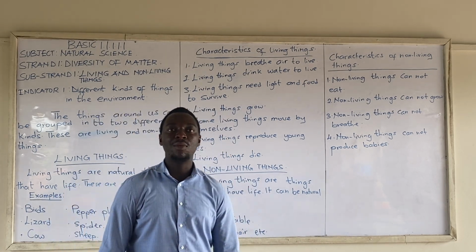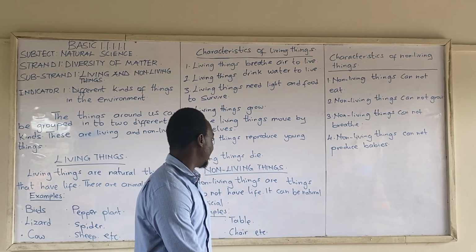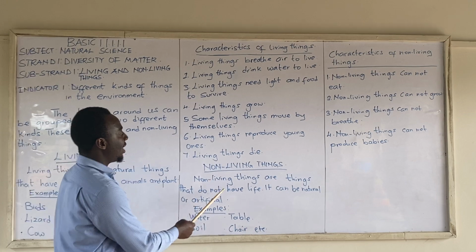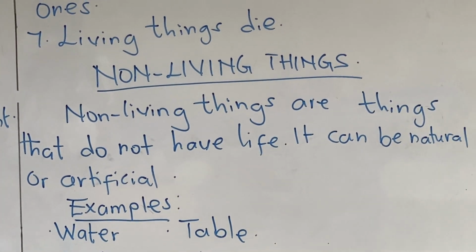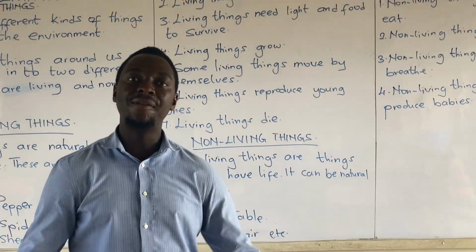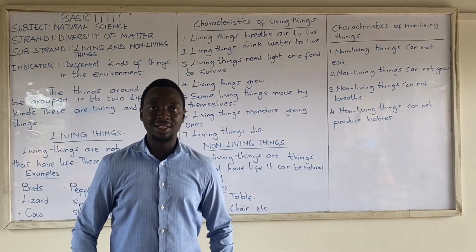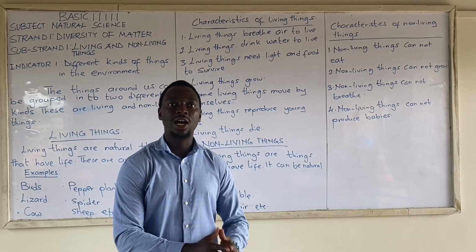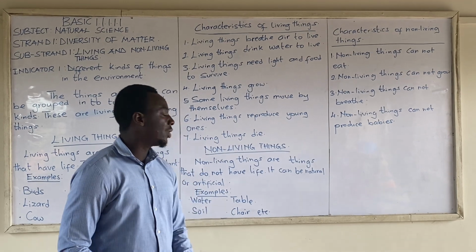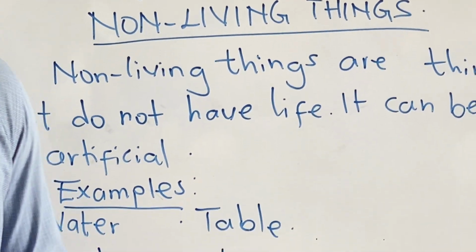Let's look at the second one. That is non-living things. Non-living things are things that do not have life. Unlike living things, non-living things do not have life in them. So they cannot show the characteristics that living things show. Their characteristics are also different.